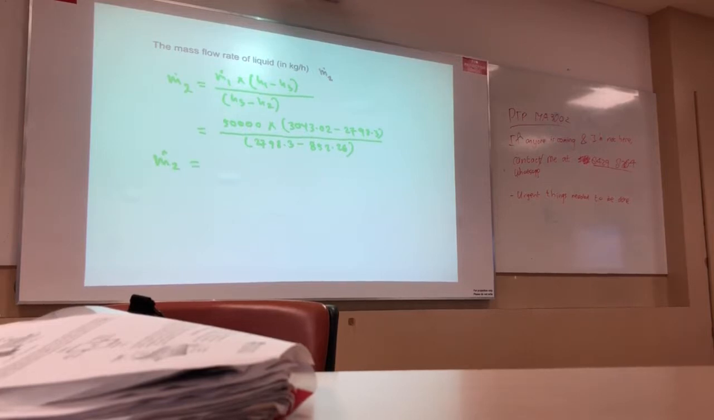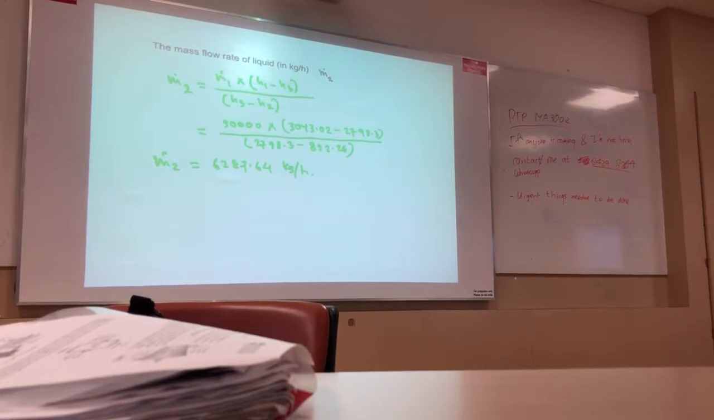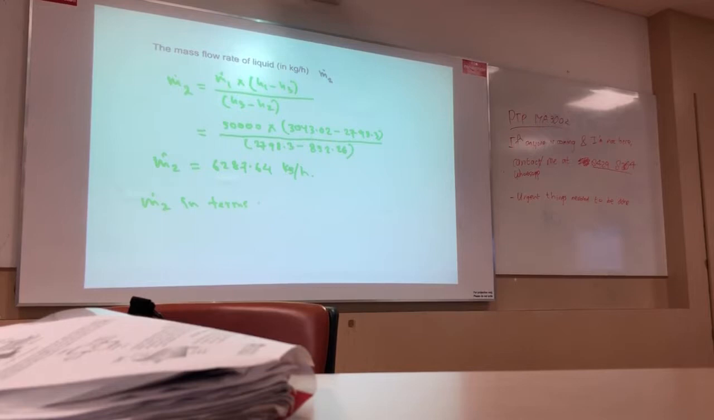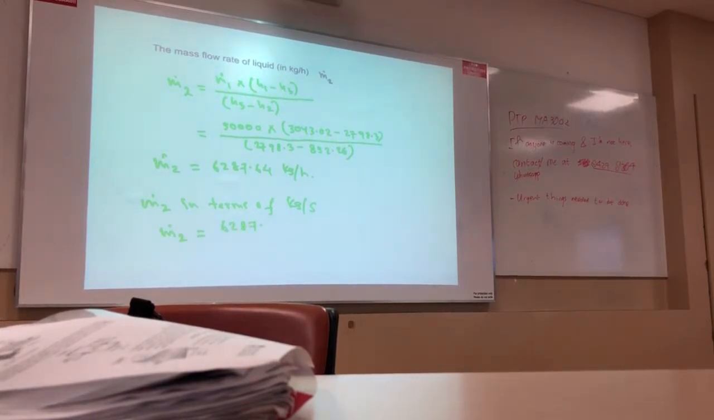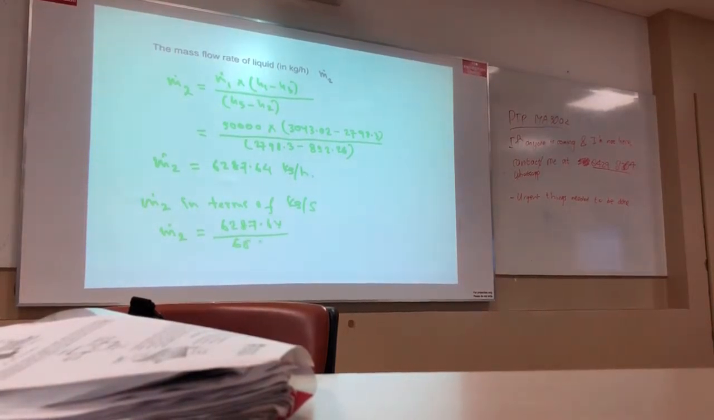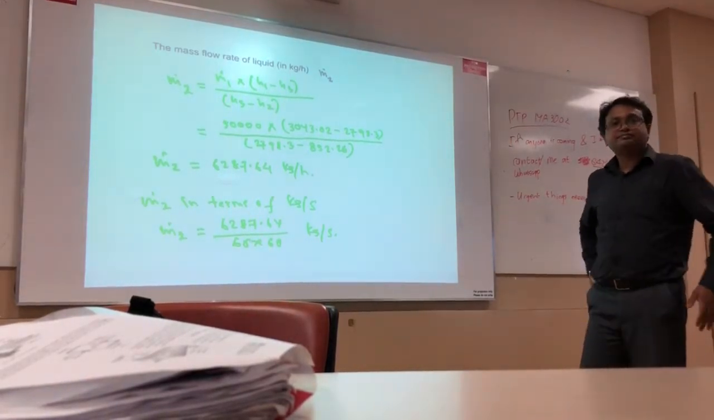Then you can get M dot 2. I get here 6287.64. This is kilogram per hour, right? So if I tell you to calculate M dot 2 in terms of kilogram per second, what do you do? Divide by 60 times 60. 6287.64 divided by 60 times 60, right? This is kilogram per second. All right, this is the answer.